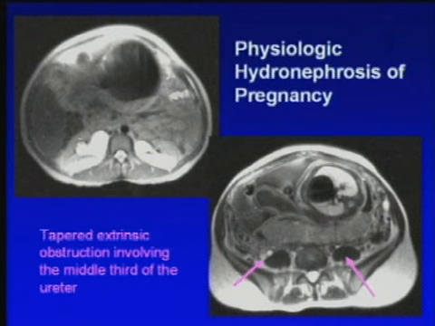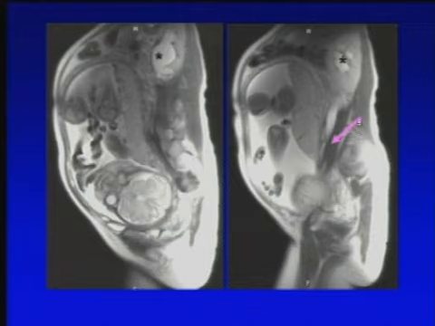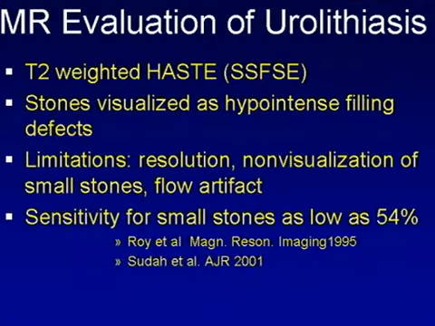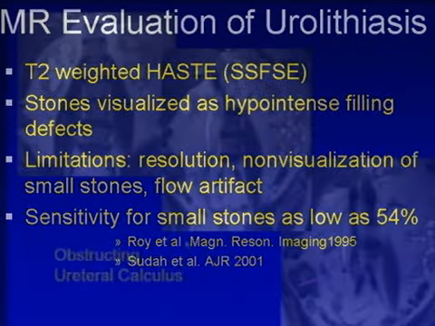Here's physiologic hydronephrosis of pregnancy at MR, and MR is an option now to look for an obstructing ureteral stone. And what you're going to see with physiologic hydro is just a tapered extrinsic obstruction of the ureter at its middle third. And here we see it in the sagittal plane right here. If you're going to do MR to look for stone, again, perform a T2-weighted HASTE or single-shot fast spin echo sequence. Stones will appear as hypointense filling defects. The problem is you may not be able to see small stones, and you may mistake flow artifact for an obstructing stone.